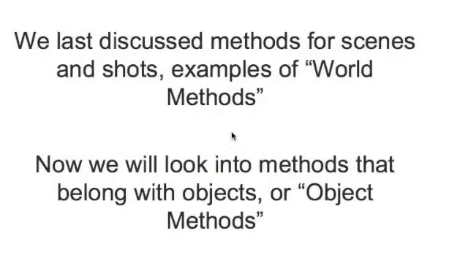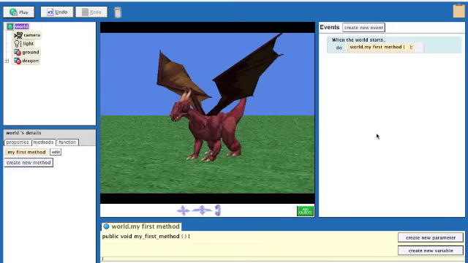Last time we discussed methods for scenes and shots. These are examples of world methods. Now we're going to look into methods that belong with objects, or object methods. What I mean by that is this.